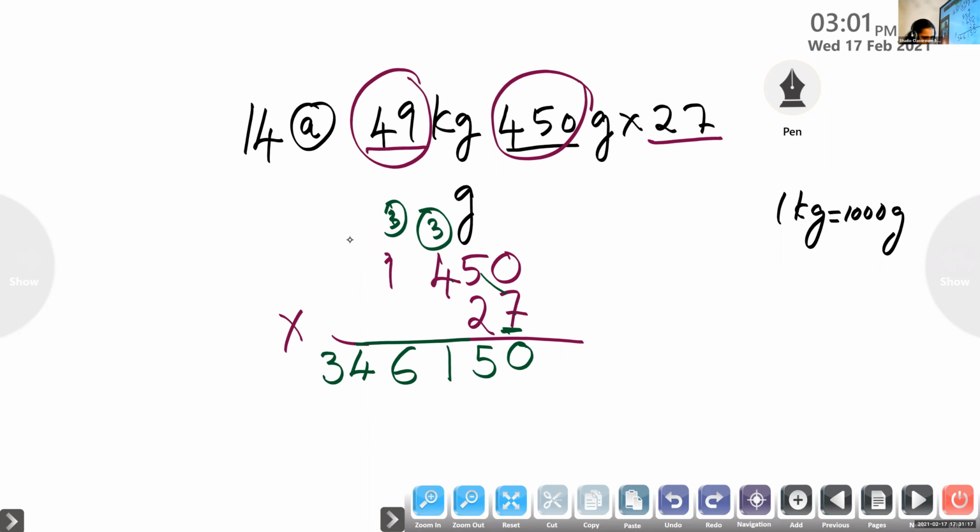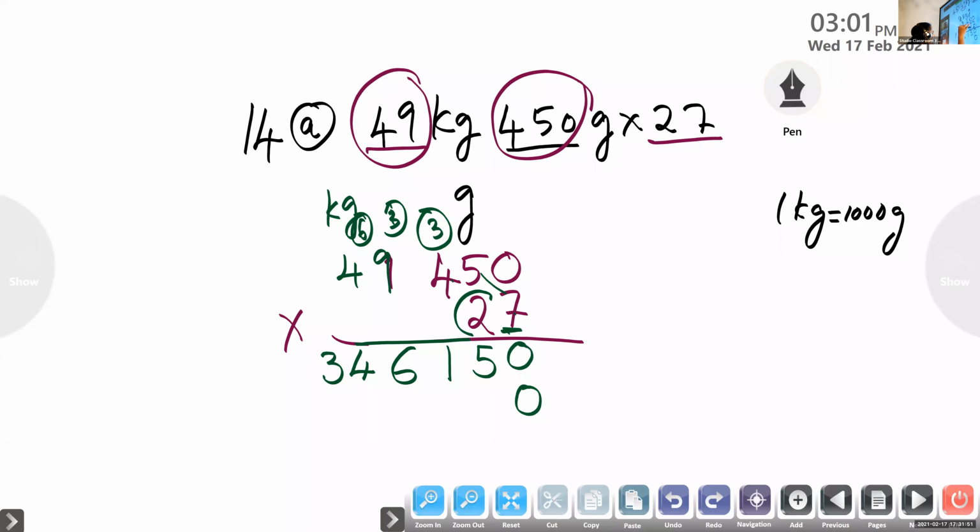So the question is 49 kilogram, 450 gram, multiplied with 27. 7 into 0, 0. 7 into 5, 35. 3 carry over. 7 fours are 28 plus 3, 31. 3 is carry over. 7 nines are 63 plus 3, 66. 7 into 4, 28 plus 6, 34. Then start the second row with 0.